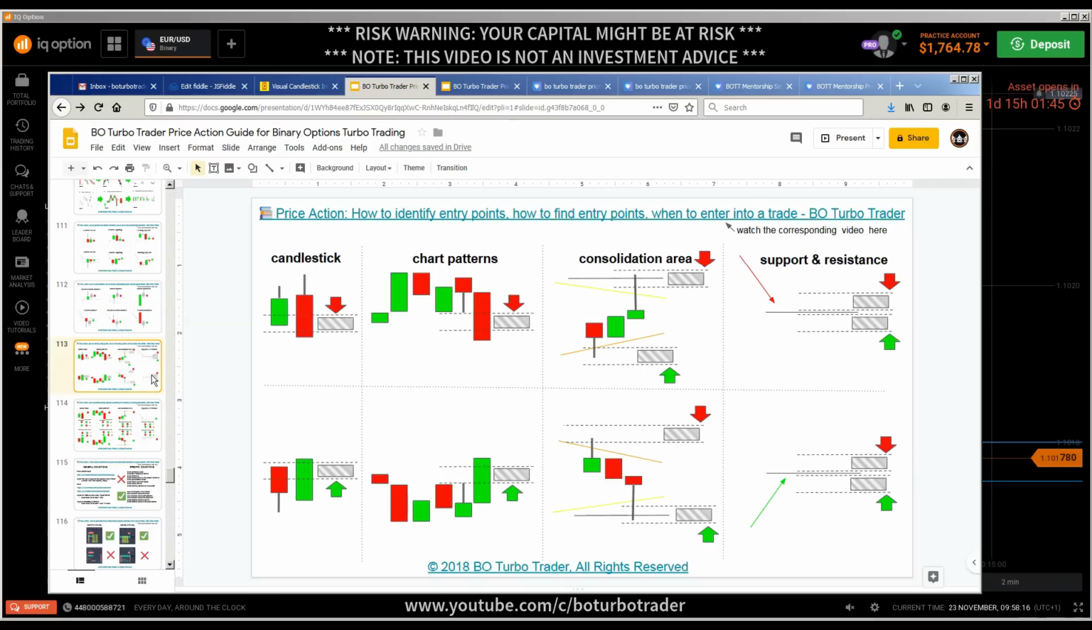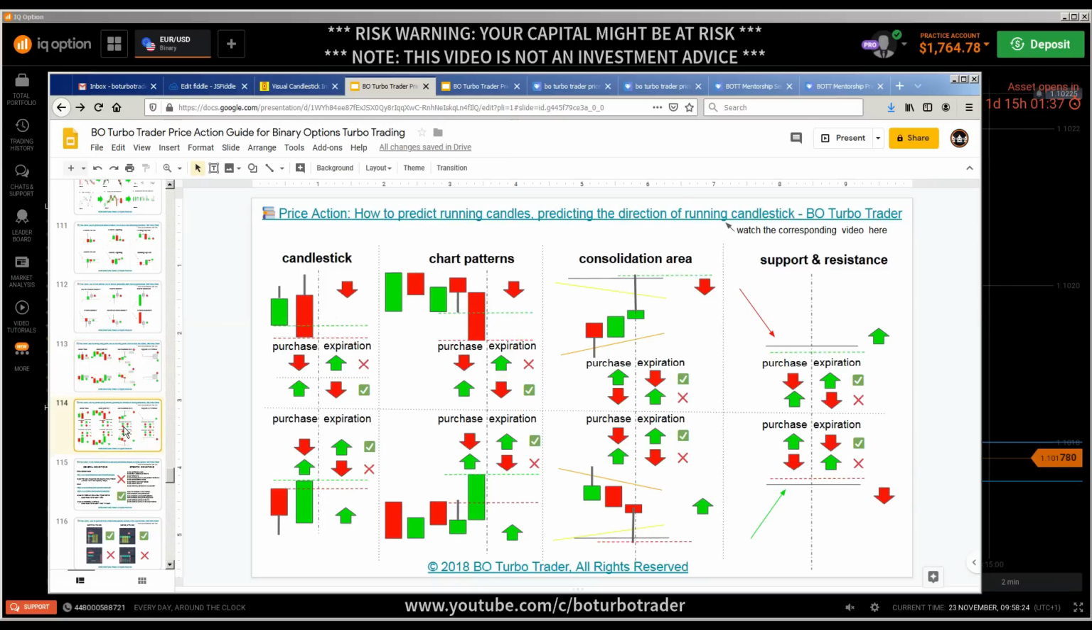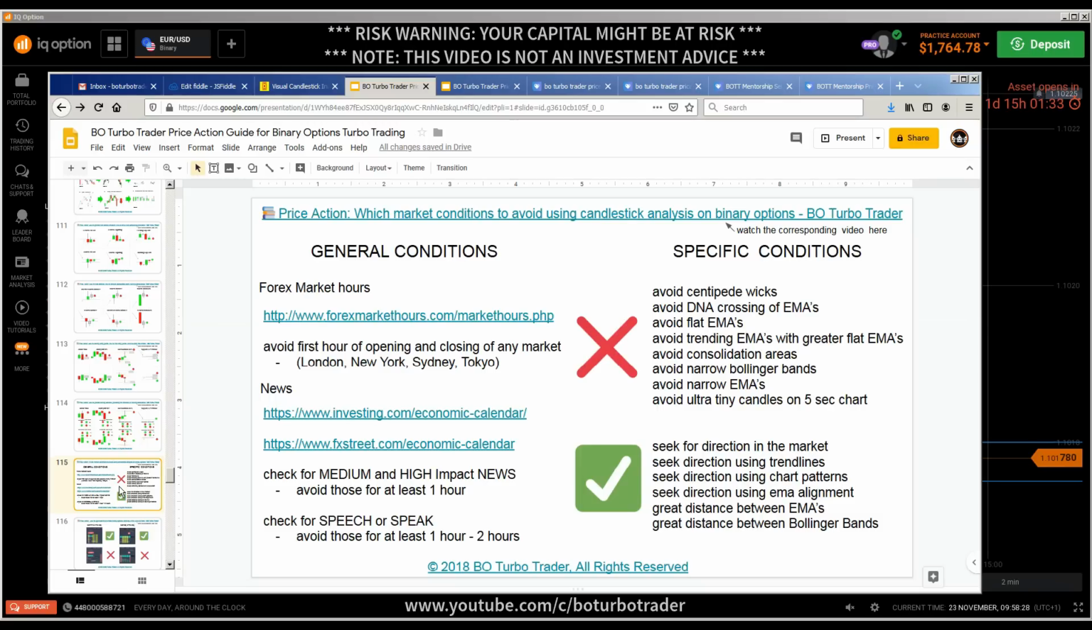One of the most important things are the entry points. Yes, your entry point when you are trading. Yes, the second was the purchase time and the expiration time. And then obviously the right market condition. What you should avoid here: centipede wicks, yes, DNA crossing of EMAs, or you know exactly how you have to trade.